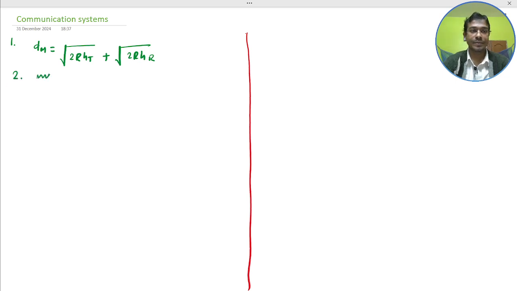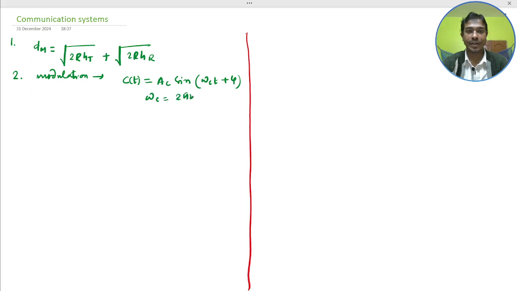Next one, the modulation. c(t) is equal to A_c sin(omega_c t plus phi). Here c(t) is the signal strength, omega_c is 2 pi nu_c, the angular frequency, phi is the initial phase, and A_c is the amplitude. There are many graphs of sinusoidal carrier wave, modulating signal, amplitude modulation, frequency modulation, and phase modulation. We will not discuss them here. We will cover graphs of physics in another lecture, as we covered graph theory in mathematics. Here we just discuss the formulas and don't draw the graphs.